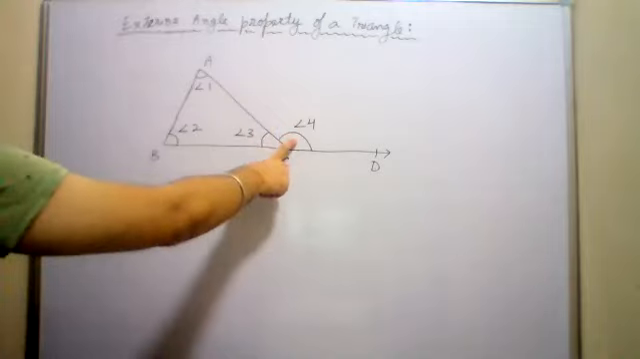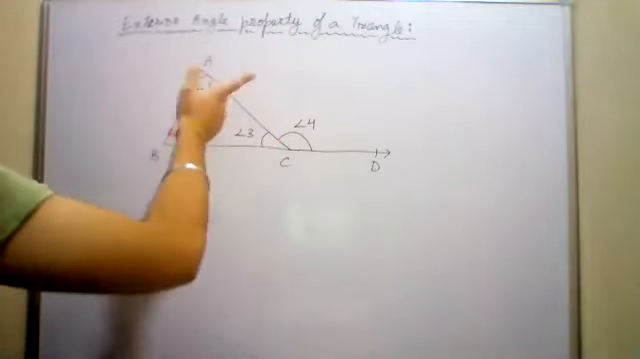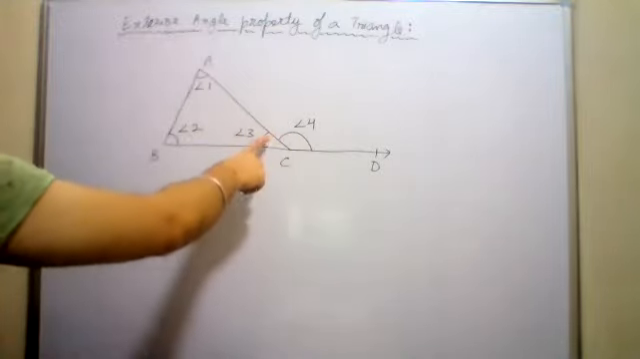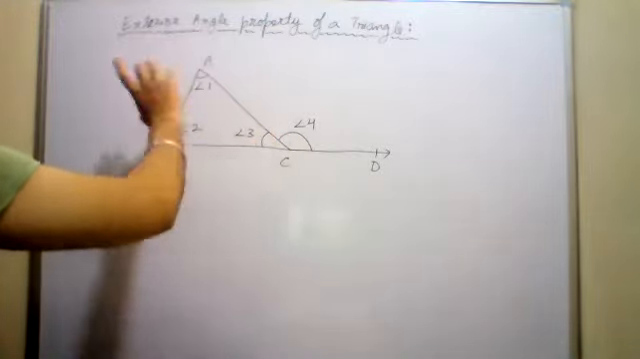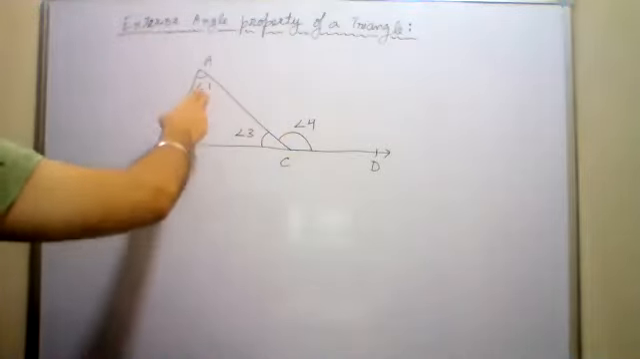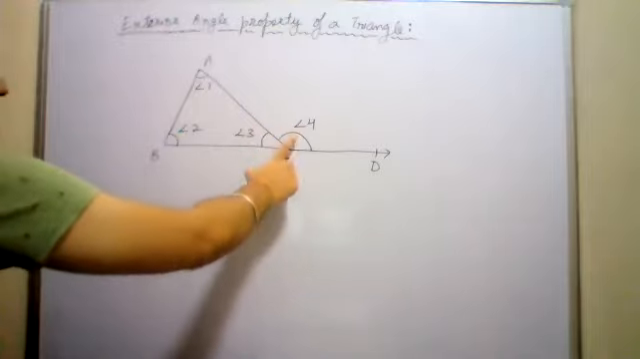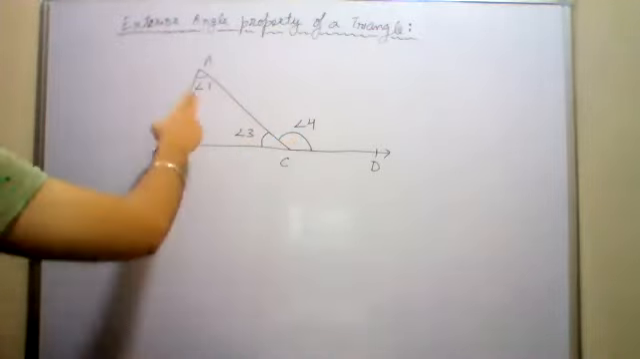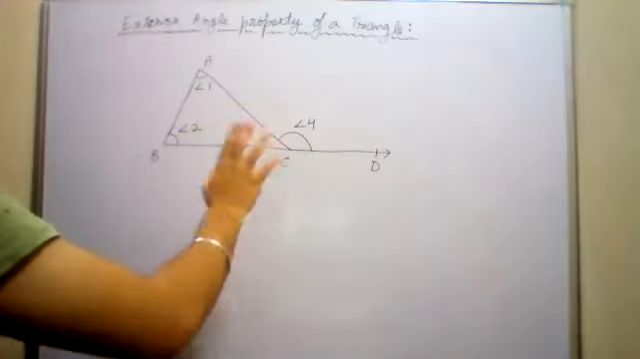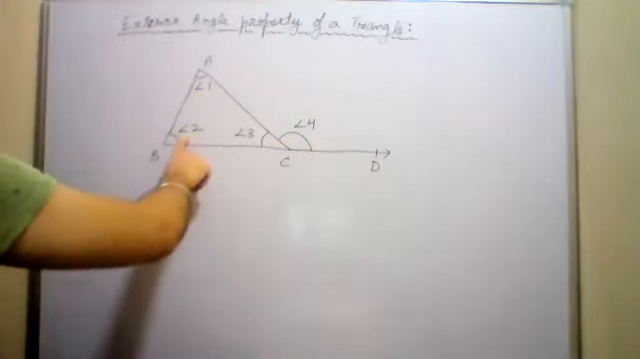So which are the interior opposite angles with respect to angle 4? Angle 3 is not an interior opposite angle with respect to angle 4. Angle 1 and angle 2 are opposite interior angles with respect to angle 4. Angle 1 and 2 are both not neighbours of angle 4. These are not adjacent angles. Angle 1 and angle 2.